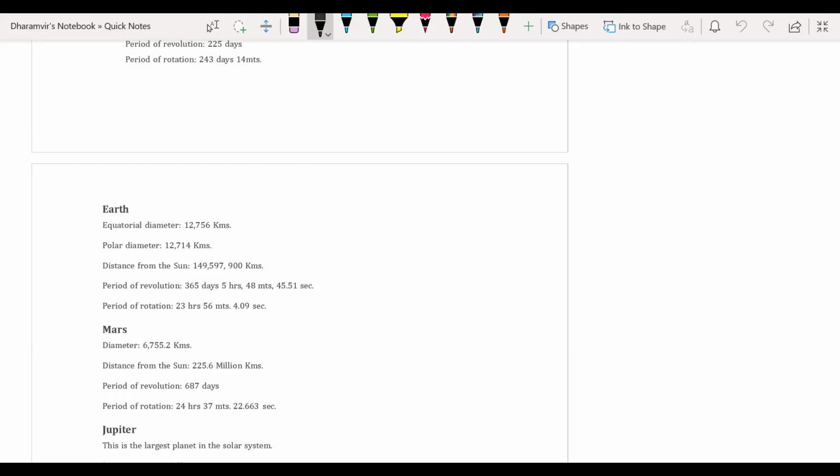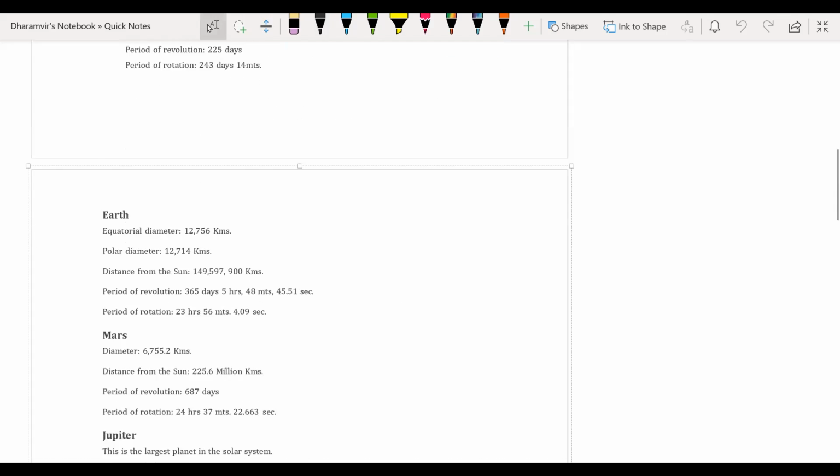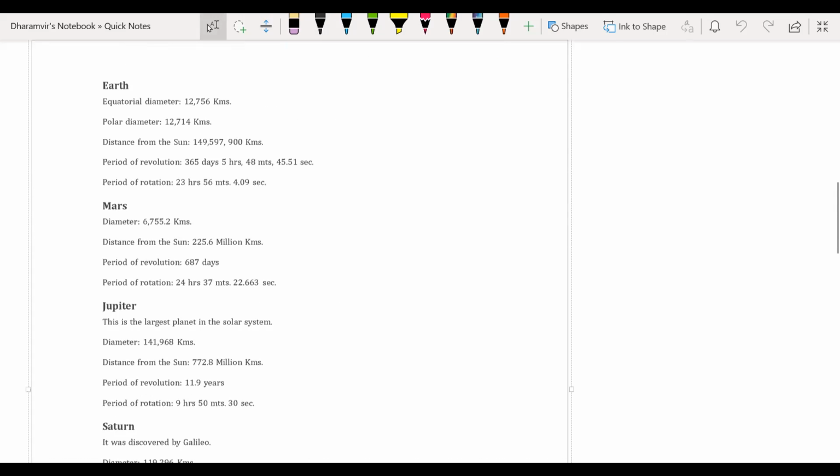Then Mars. Its diameter is 6,755.2 kilometers. Distance from the sun is 225.6 million kilometers. Period of revolution is 687 days. It means it takes one revolution around the sun in 687 days. And period of rotation is 24 hours, 37 minutes, 22.663 seconds.